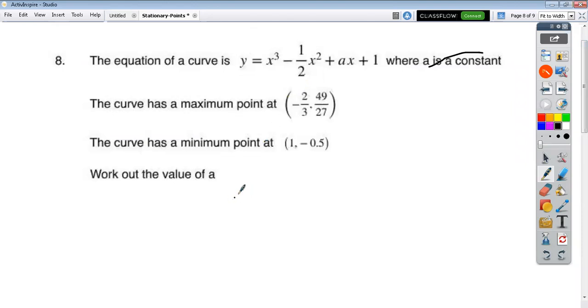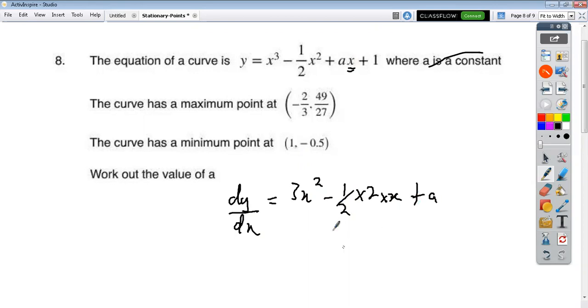So let's find the gradient first. dy/dx is equal to 3x squared minus half multiplied by 2. The 2 from this, then multiply by x, x to the power of 1 if you want it. Then this gives you 1, so it's simply plus a, whatever a value is. To simplify, this is simply x squared. This cancels, this cancels. So it's minus x plus a.